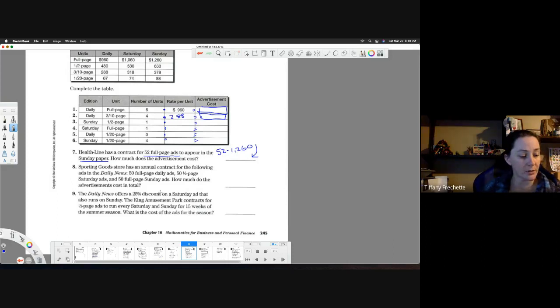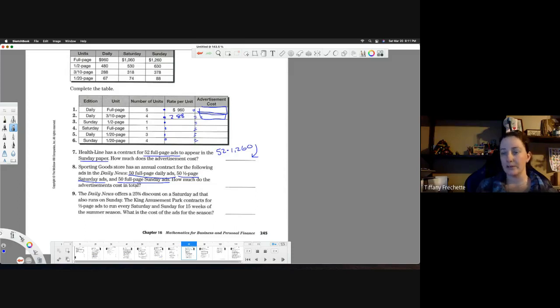Really, either one, 8 or 9, they're very similar questions here. We have a sporting goods store that has an annual contract for the following ads in the Daily News. So we have 50 full page ads, and it's Daily News on this one. Oh, sorry, I'm being silly. Daily was right here. So these were daily, I just circled the wrong daily there. These are 50 half-page Saturday ads and 50 full-page Sunday ads.